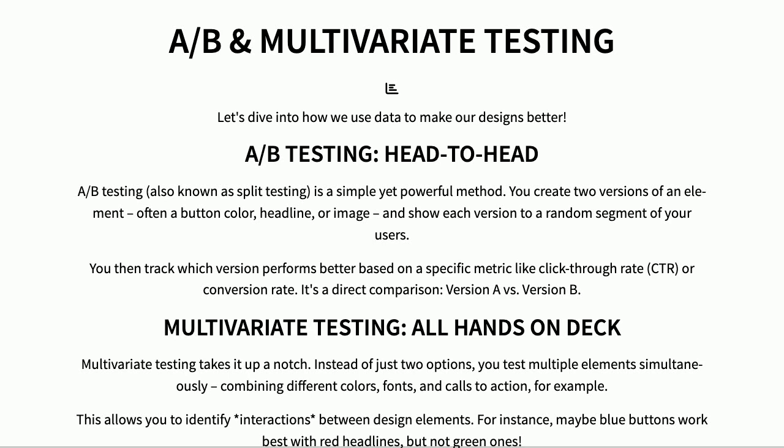You show one version to half your users and the other to the other half, then you see which performs better based on metrics like clicks or sales. Next, we have multivariate testing. This is more advanced. Instead of just comparing two things, we're testing multiple elements at once, all combined in different ways. It helps us understand how different design choices interact with each other. Sometimes a surprising combination can lead to big improvements.